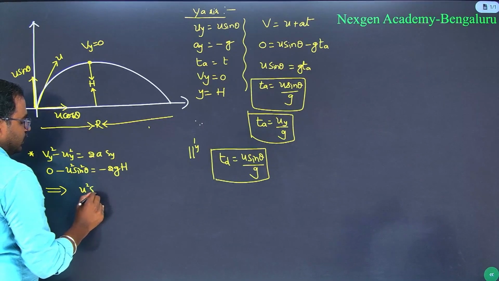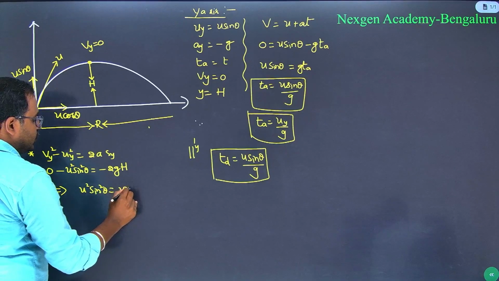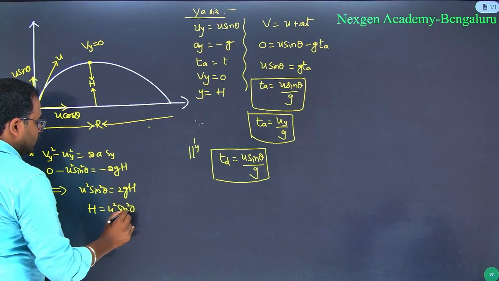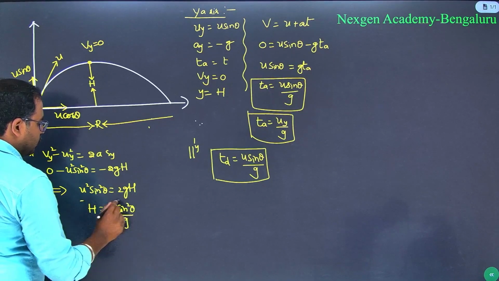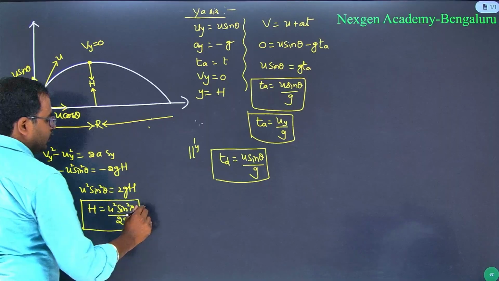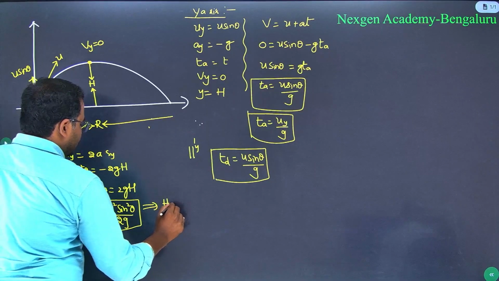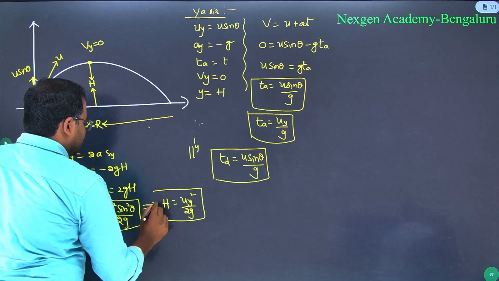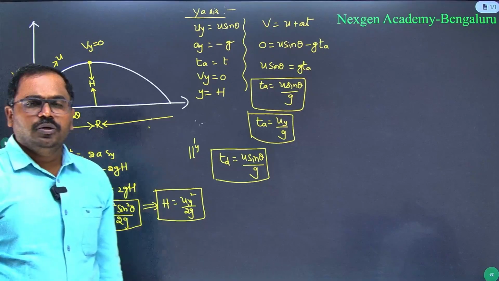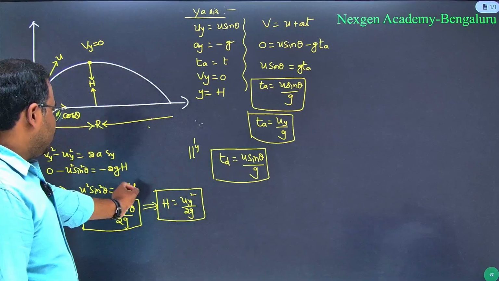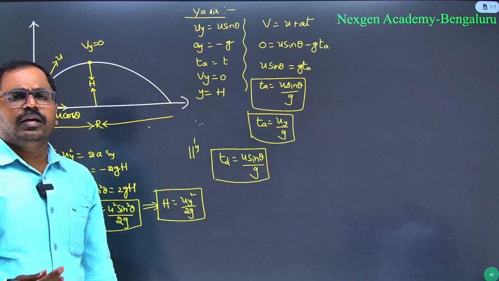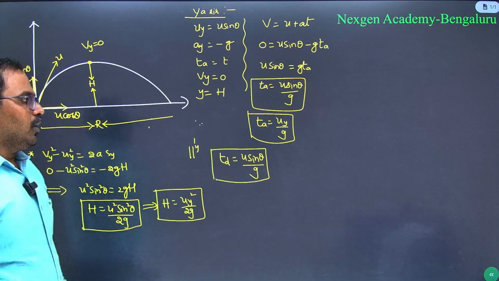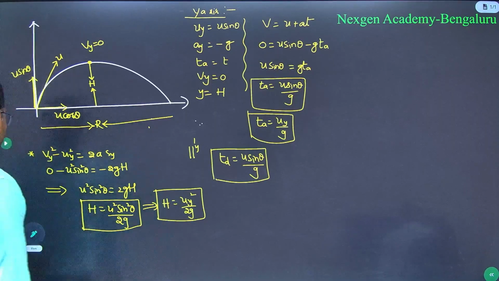u square sine squared theta is equal to 2gh. This h is equal to u square sine squared theta by 2g. This is the maximum height attained by a projectile. This can also be written as h is equal to uy square by 2g. In case of a body projected vertically upwards, we have studied as h is equal to u square by 2g, and this one here it is h is equal to uy square by 2g, similar kind of expression. H is equal to u square sine square theta by 2g. Clear? Okay.